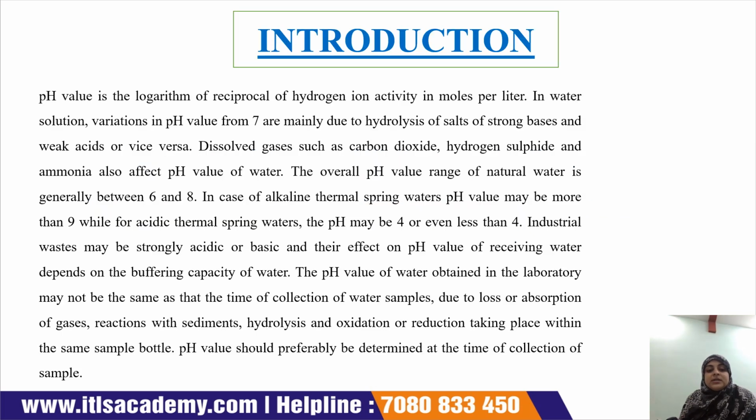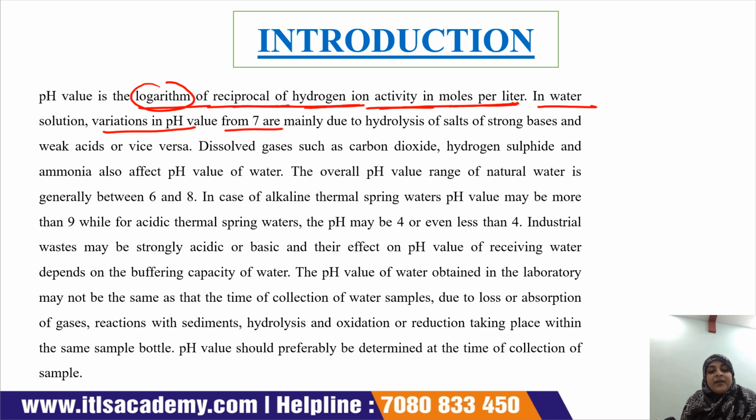First of all, we are going to discuss the introduction of today's lecture. pH is what? The pH value is the logarithm of the reciprocal of the hydrogen ion activity in moles per liter. In water solution, variation in pH value from 7 is mainly due to the hydrolysis of the salt of a strong base and weak acid, or vice versa.